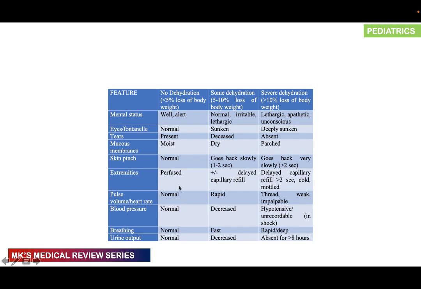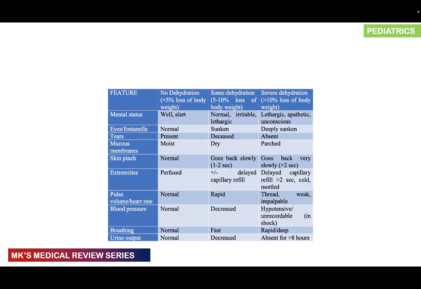The pulse is normal with no dehydration, rapid with some dehydration, thready, weak, and impalpable with severe dehydration. Blood pressure is usually normal in no dehydration, decreased in some dehydration, and they may be hypotensive or unrecordable, or they may even be in shock with severe dehydration. Very difficult to distinguish between severe dehydration and shock. I want you guys to comment in the section below how you would distinguish severe dehydration from shock.